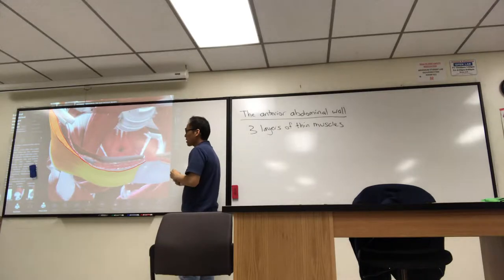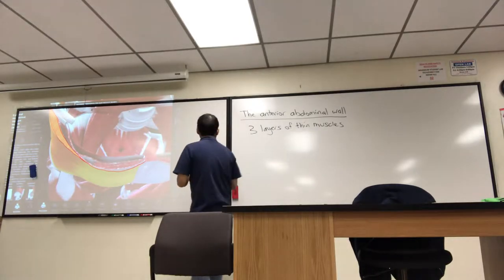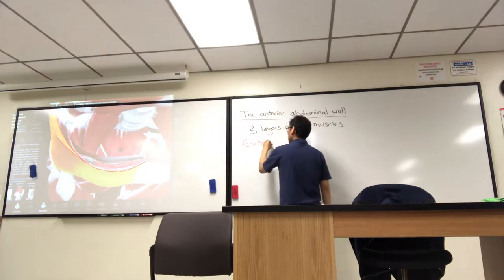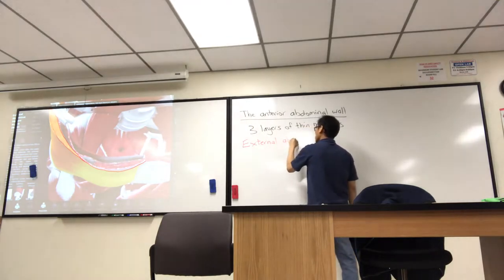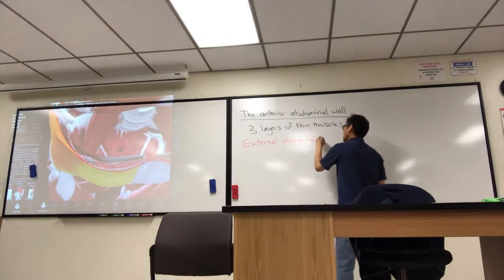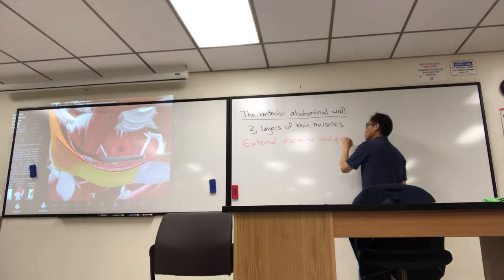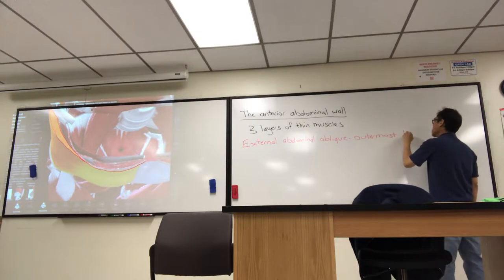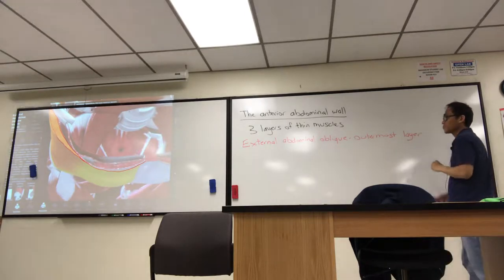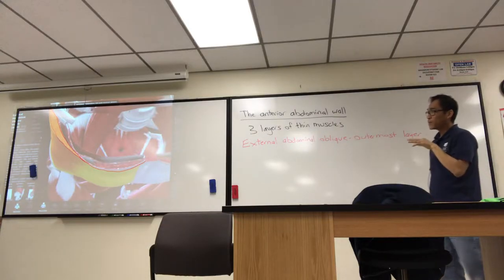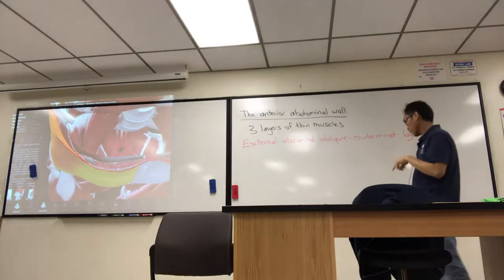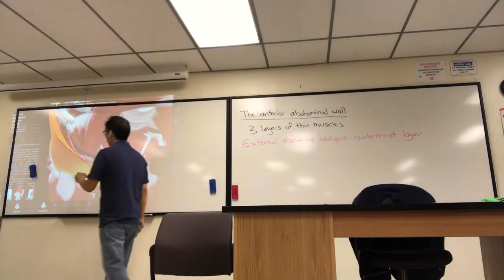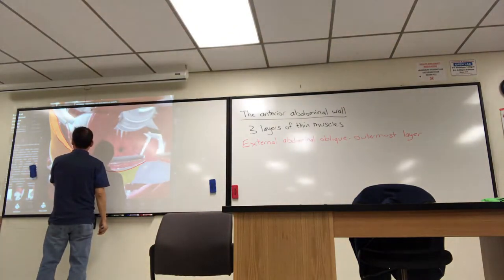So that layer, the outermost layer, is the external oblique. The full name is external abdominal oblique. Outermost layer. All right, so notice that the muscle is actually more lateral. It's out here. Kind of colored in a little bit.